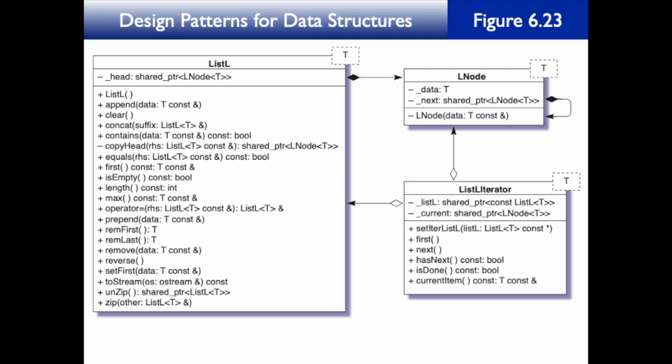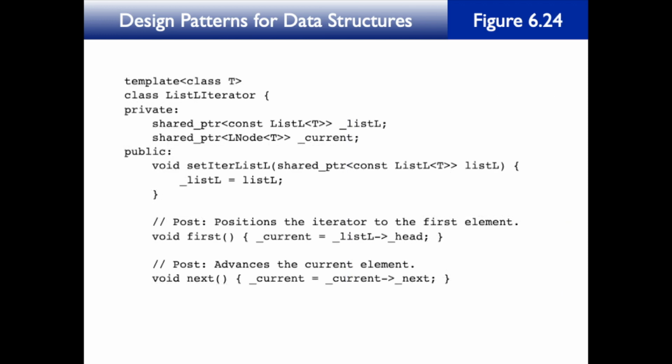So let's see how this all pans out. In figure 6.24, we see the code for that UML diagram, for the list L iterator diagram. There are two private attributes in the list L iterator class. There's the list L star, so underscore list L is a pointer to a list, and we have an L node star underscore current, so that says that underscore current is a pointer to a node. Now these are private, so the user of the iterator never sees these. The user of the iterator only manipulates these through the methods of the iterator.